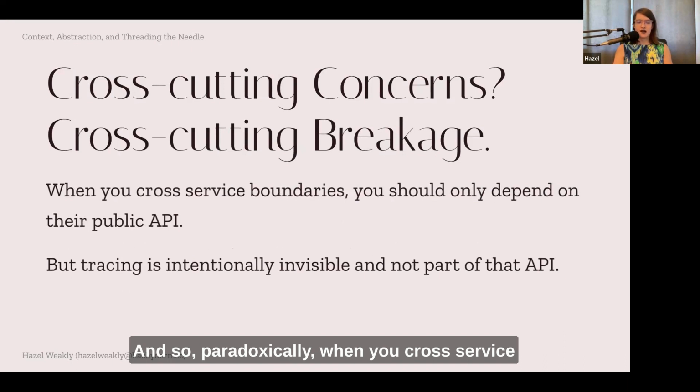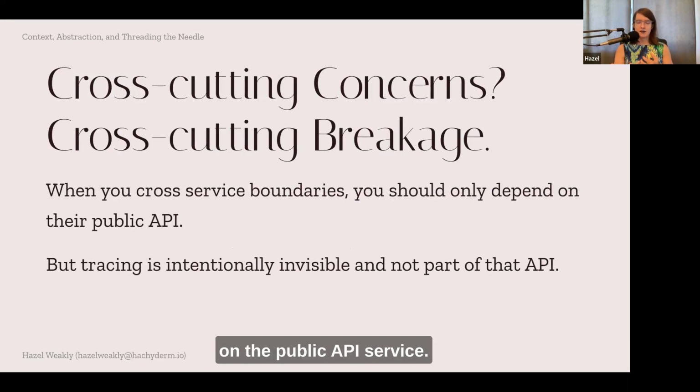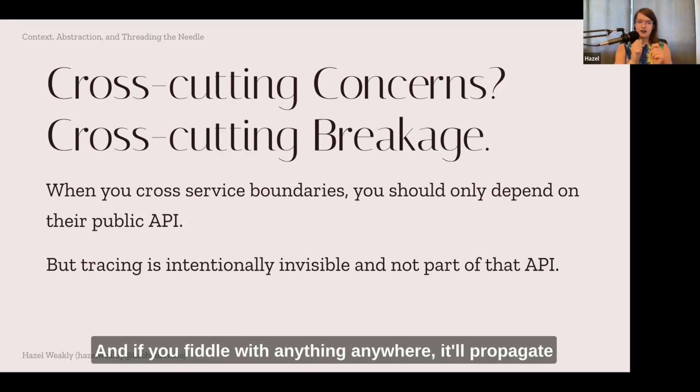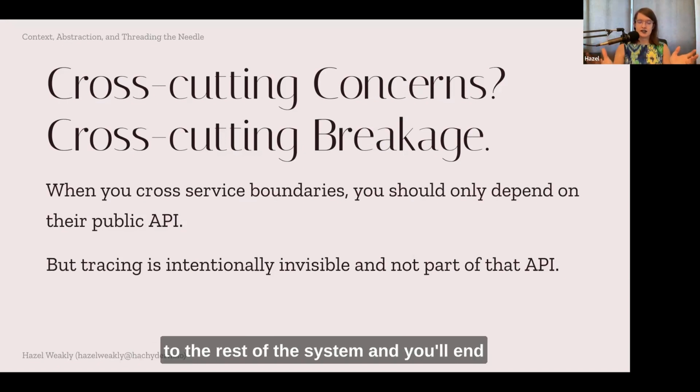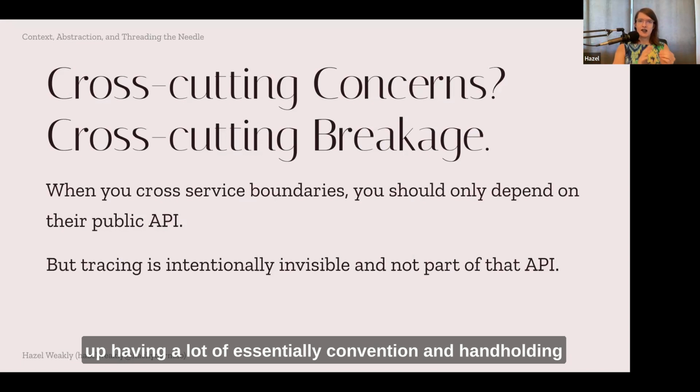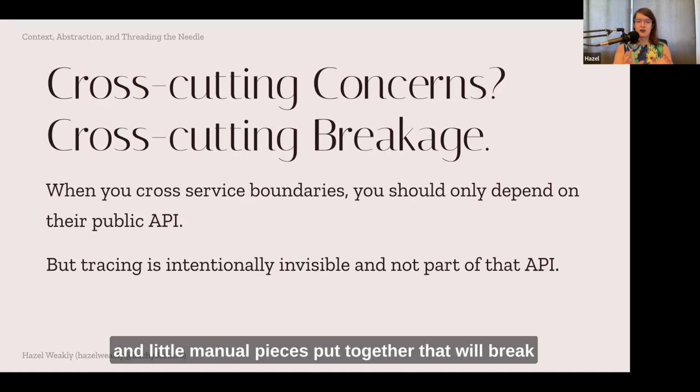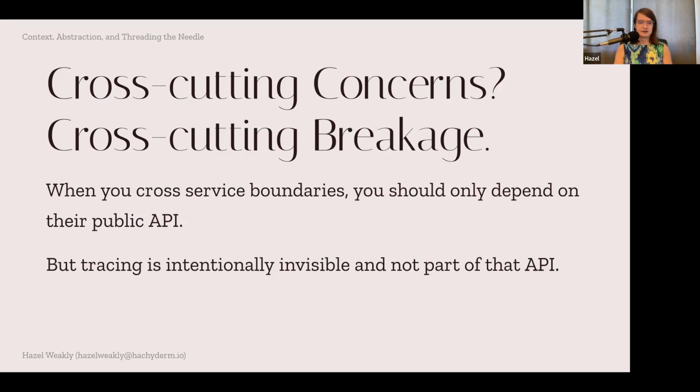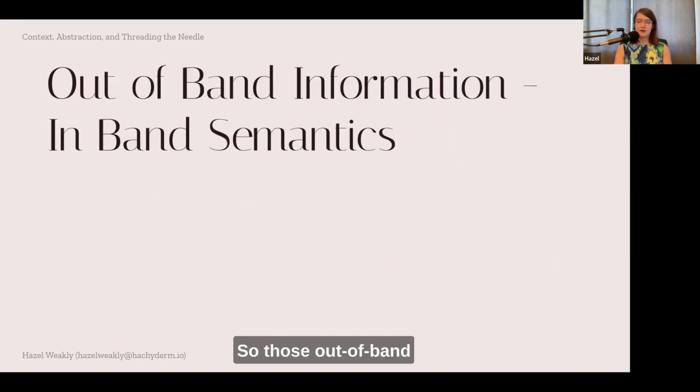when you cross service boundaries, in theory, you should only depend on the public API surface. It's a very standard service-oriented architecture and things like that. But tracing actually doesn't do that. It's out of band, intentionally invisible, not part of the API. And if you fiddle with anything anywhere, it'll propagate to the rest of the system, and you'll end up having a lot of essentially convention and hand-holding and little manual pieces put together that will break every time you change something. So those out-of-band information become in-band semantics.